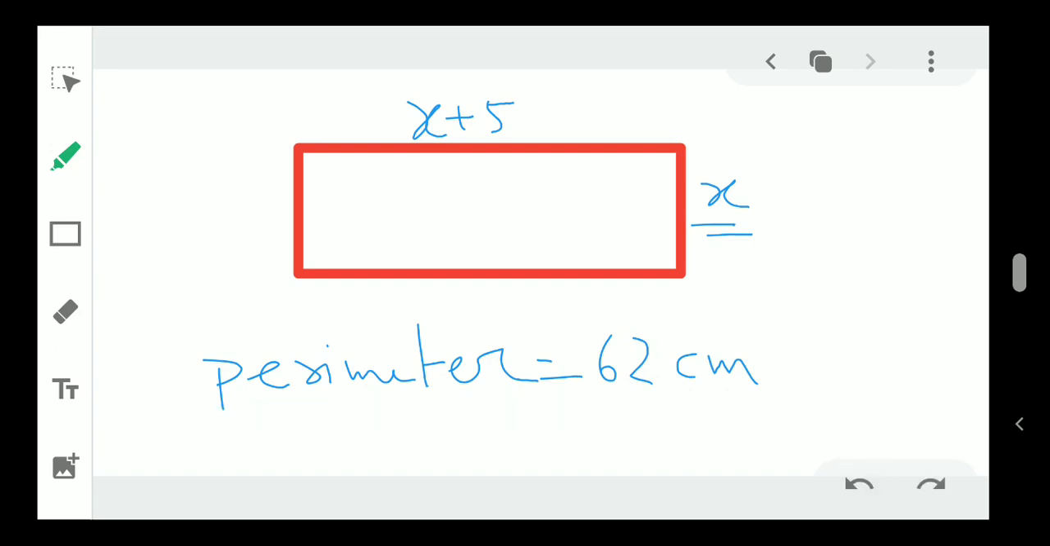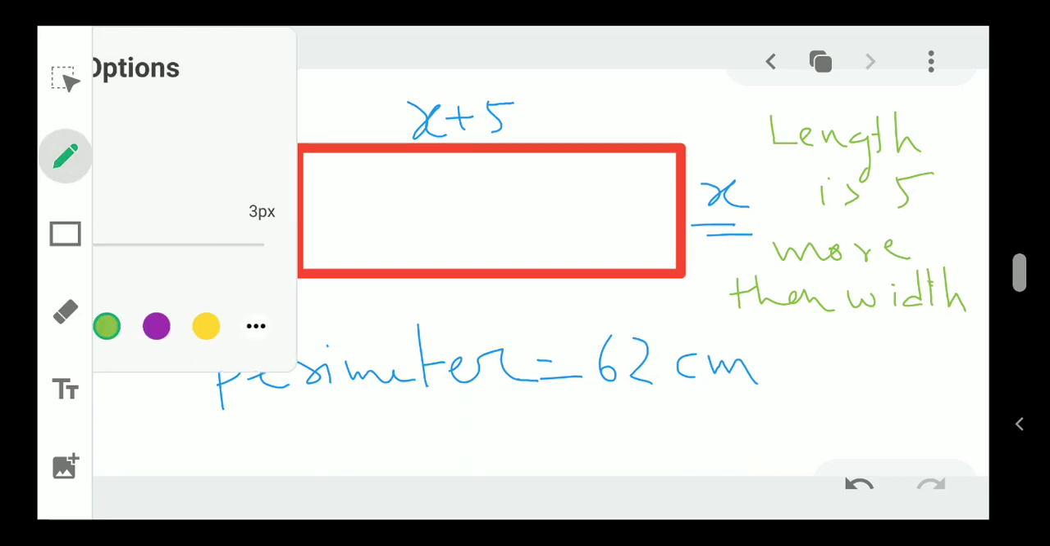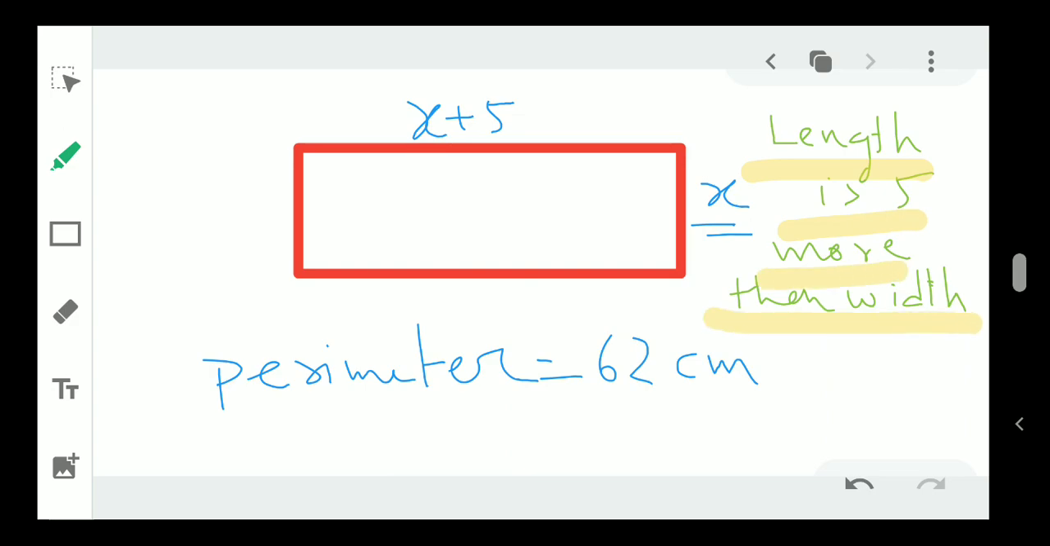Already I have told that the length is 5 more than the width. So let me write it also: length is 5 more than width. I am coloring the condition in yellow, and the reference in this color, and the information is the whole structure.